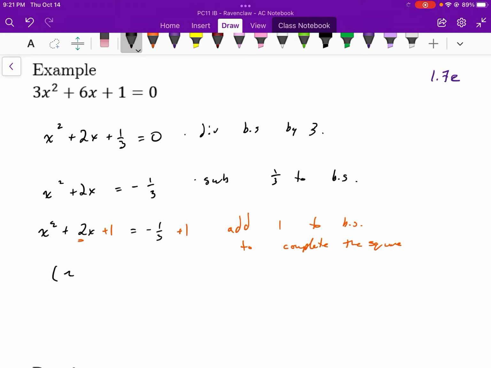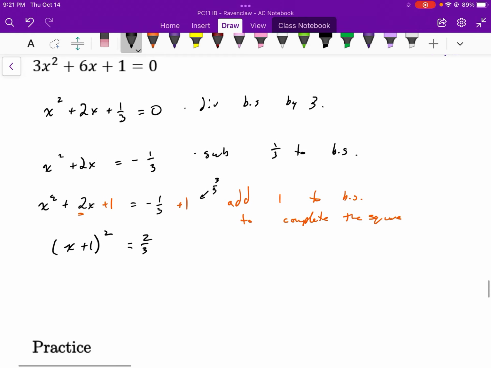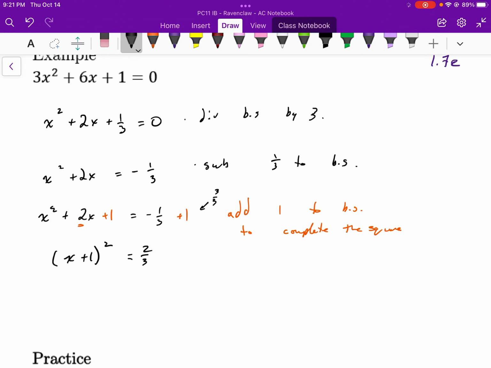And now I'm going to factor the left-hand side, which is x plus 1 squared. And on the right-hand side, I'm going to add them. So really, this is just negative 1/3 plus 3/3, and we have 2/3. So there's my perfect squared factor and a constant. The next thing I'm going to do is take the square root of both sides.